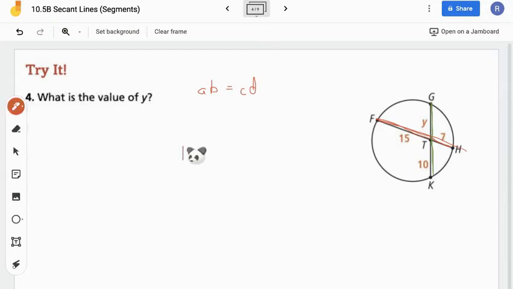So let's have 15 times 7 is equal to 10 times y. Okay, so we're going to multiply this out. 15 times 7 is 105, and that's going to equal 10y. Well, as we're dividing that, we're going to find out that y is equal to 10.5.